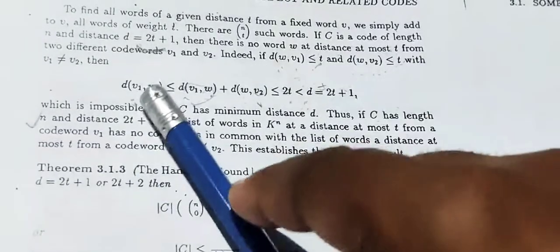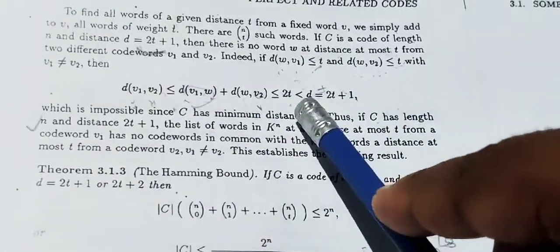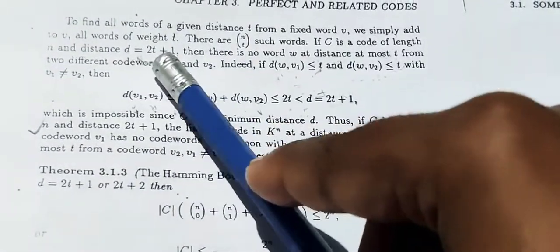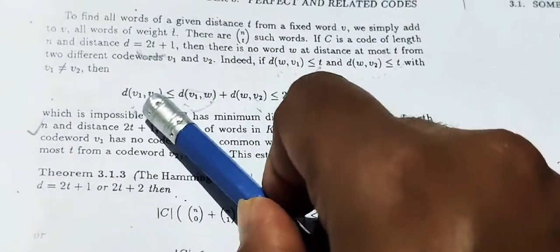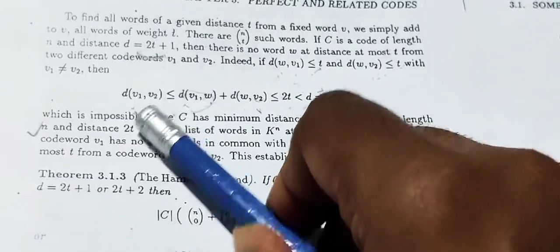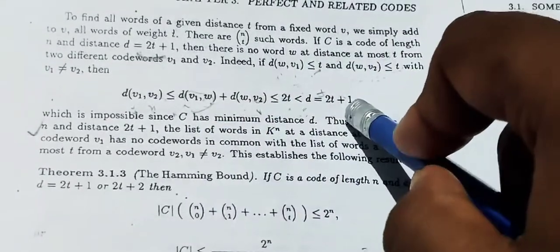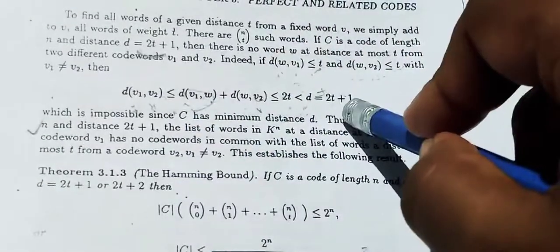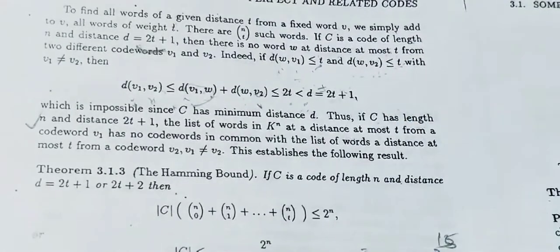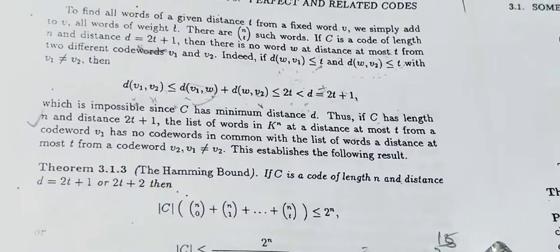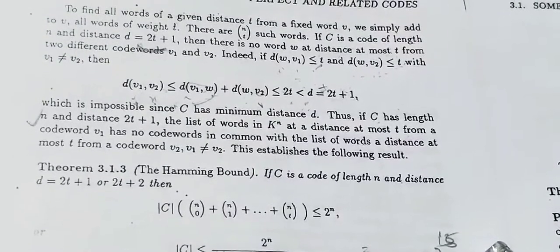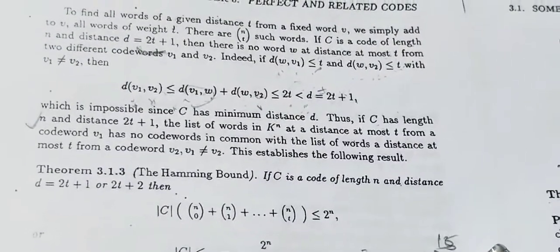So here, the distance of V1 with V2 is what? Which is less than 2t + 1. That means the distance of V1 V2 is the least element. Which is a contradiction to what? To 2t + 1. The V1 V2 distance is less than d, but d is the least distance. So this is the contradiction.